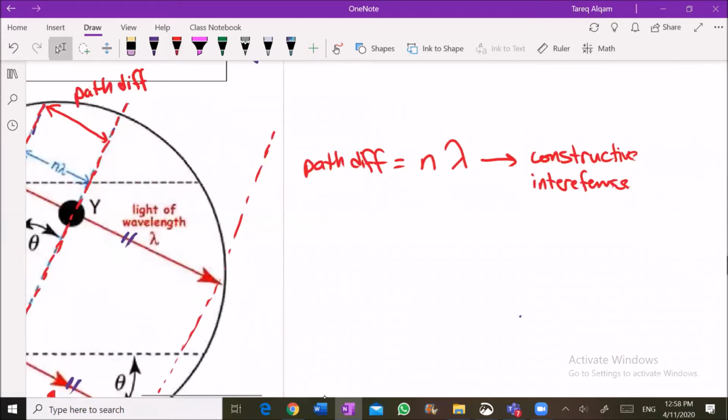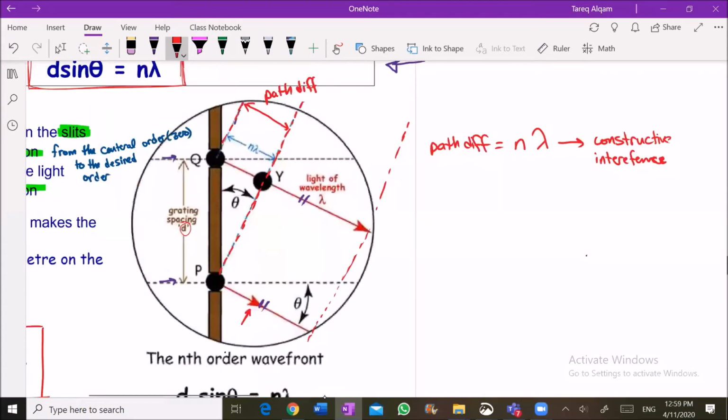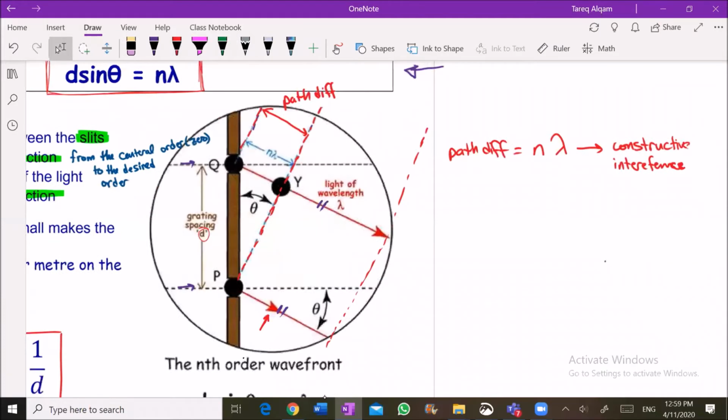Okay, to make what? Constructive interference. So for us to have constructive interference, the path difference must be n lambda, as you mentioned before, guys.